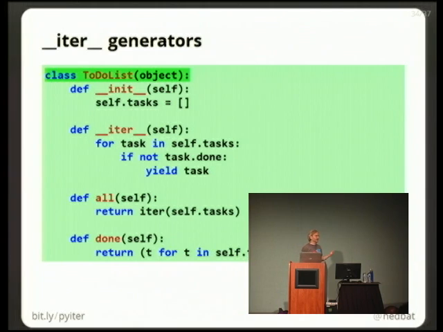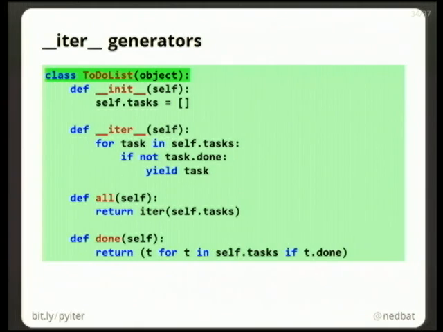And by the way, dunder-iter is a great place to put generators. Remember I said a generator is a function that when you call it produces an iterator. And then 10 minutes later I said dunder-iter is a method on your object that when you call it has to produce an iterator. Which means dunder-iter is a really good place to use generators. So here, for instance, we've changed our to-do list so that when we iterate over it, we're going to look through all the tasks, and only if the task is not done will we return it. So iterating the to-do list directly gives you all of the not yet done tasks. And we've added another method called all, which gives us all of the tasks, which we know how to do. We just did it on the last slide. Iter of self.tasks will give us an iterator over our tasks list.